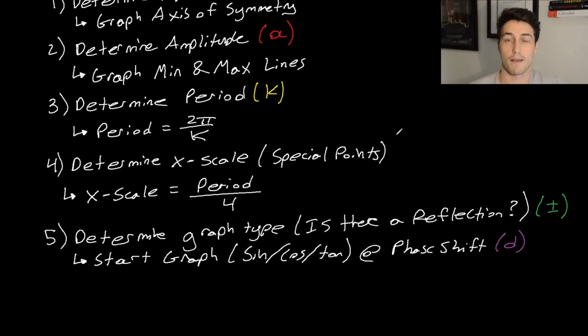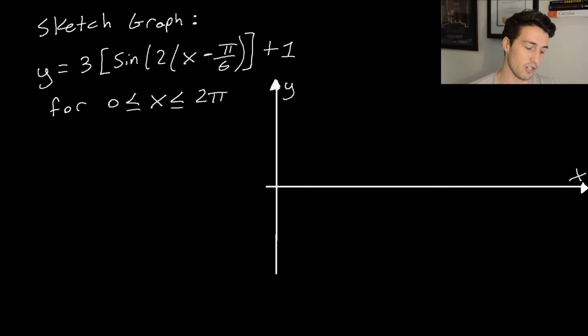Okay, so now we have an example problem where we're going to apply the things we've learned here and graph this function that has a bunch of transformations on it.